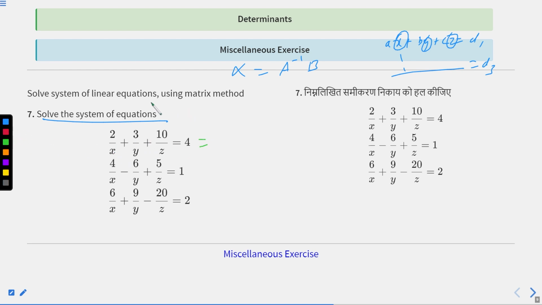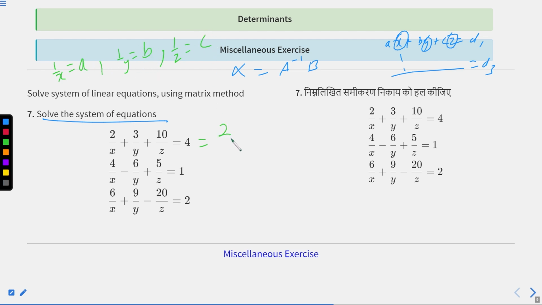Quite simple. You just take 1 by x as p, take 1 by y as q, and 1 by z as r. Let me just take p, q, r. Simple. Now your system will be, or just take a, b, c, that will be very easy, a, b, c.